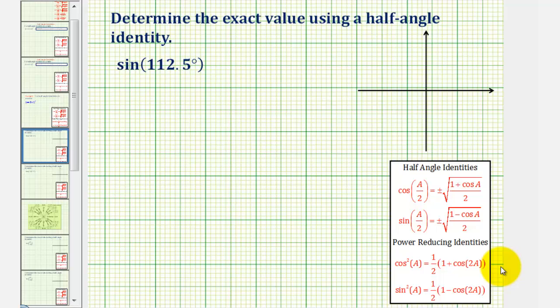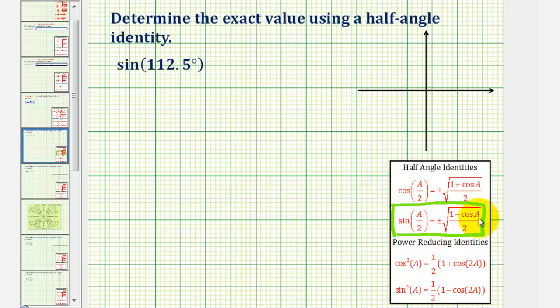We're going to determine the exact value of sine 112.5 degrees using a half-angle identity. The most common half-angle identities for sine and cosine are given here. So in this example, we'll use this half-angle identity for sine.